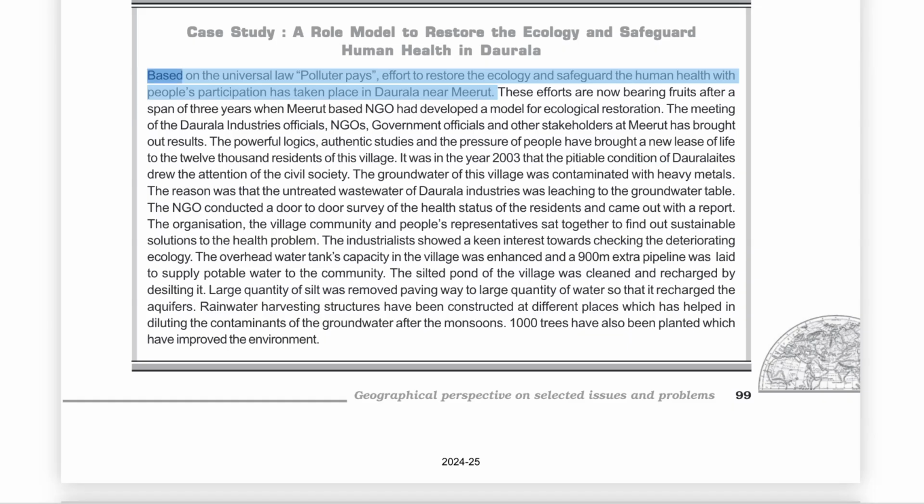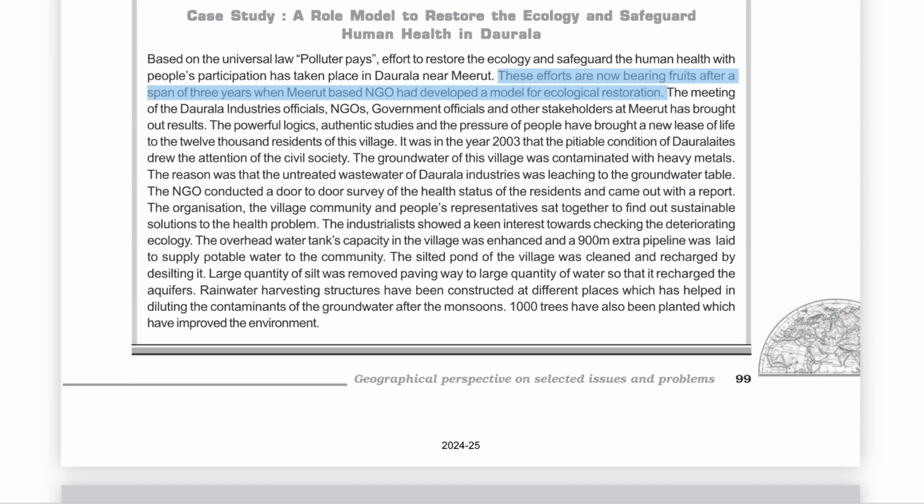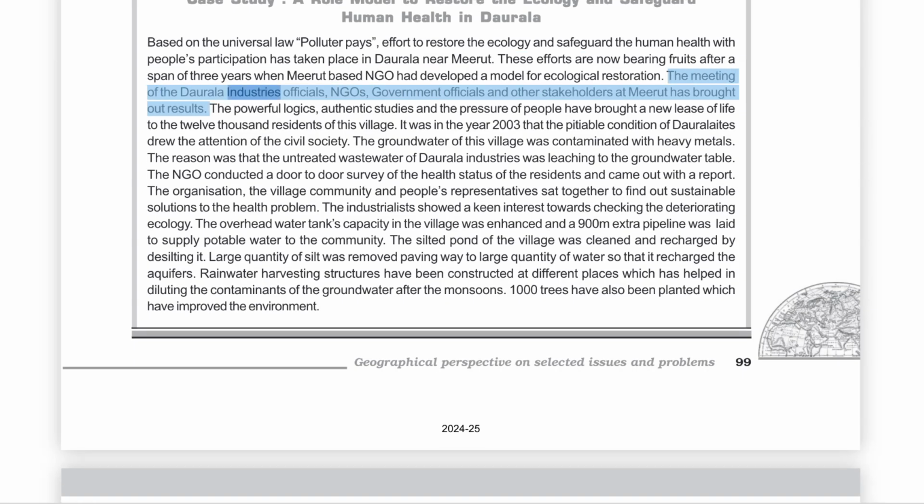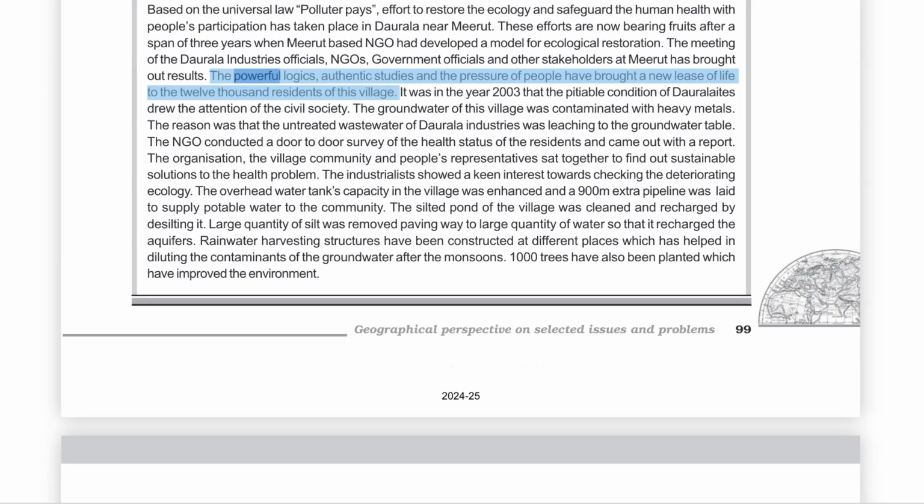In Durala, based on the universal law, polluter pays. An effort to restore the ecology and safeguard human health with people's participation has taken place in Durala near Meerut. These efforts are now bearing fruit after a span of 3 years, when a Meerut-based NGO developed a model for ecological restoration. The meeting of the Durala industries officials, NGOs, government officials and other stakeholders at Meerut has brought out results. The powerful logic, authentic studies and the pressure of people have brought a new lease of life to the 12,000 residents of this village.